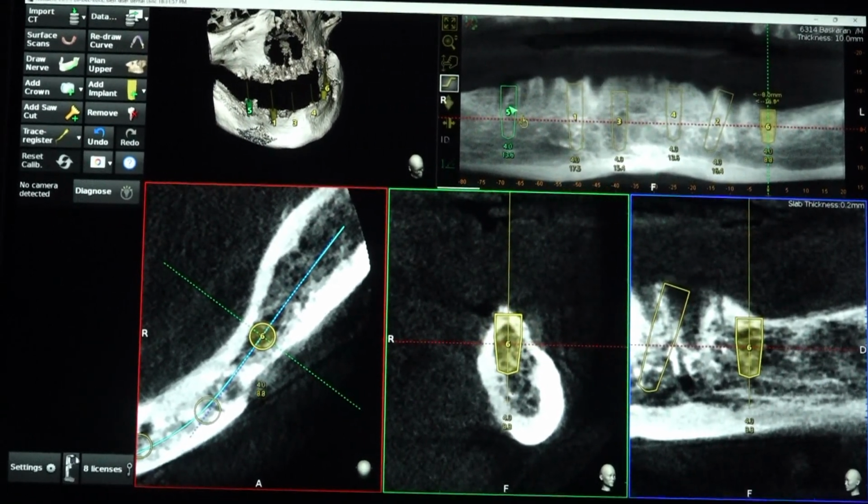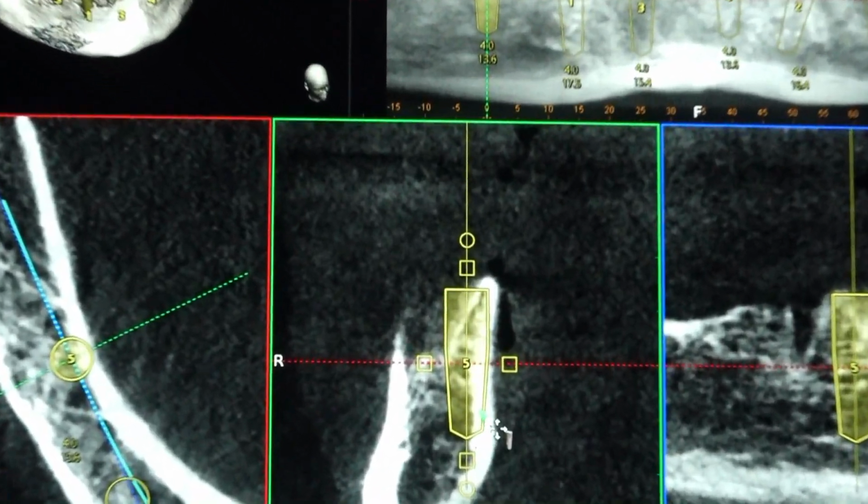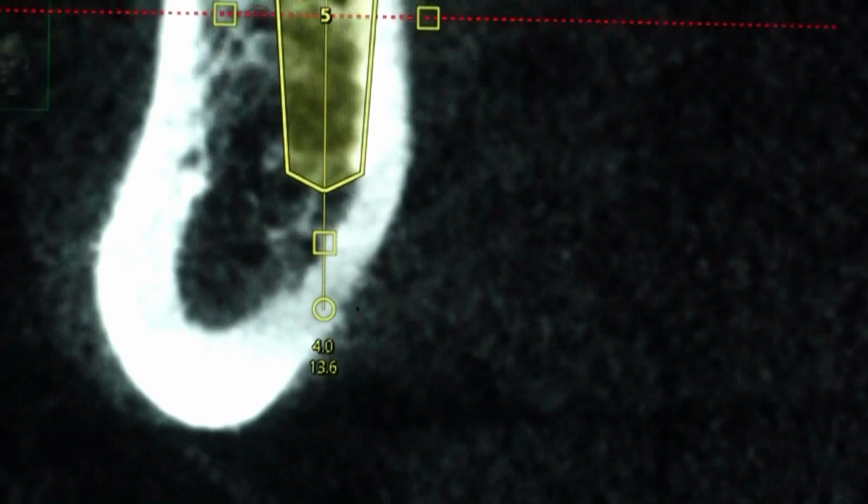Okay. Now we will plan for the right side of this patient. This is the mesial root. Of course we will be doing some amount of alveoloplasty here.